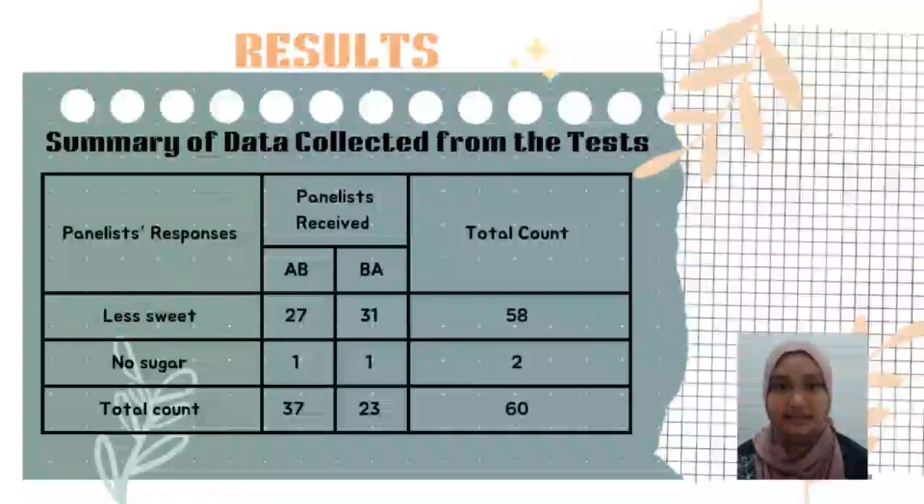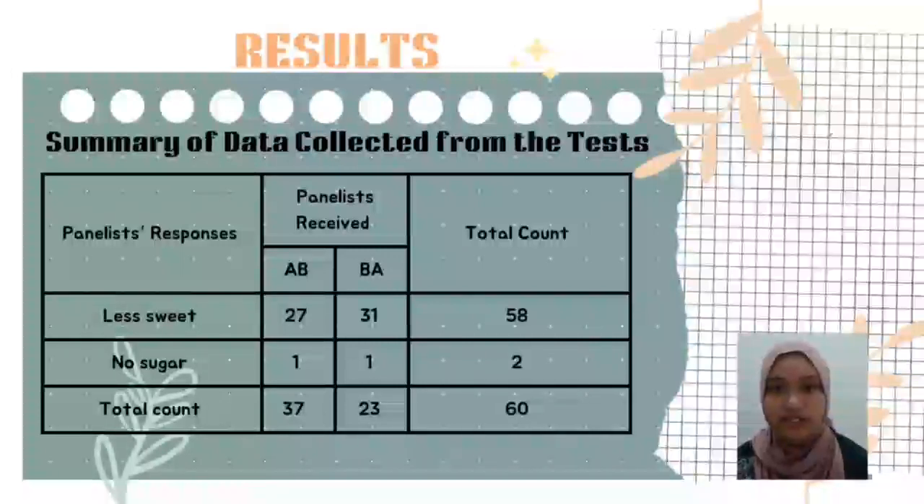Next, these are the results of our test. When the samples were arranged in AB order as shown here, 27 panelists correctly identified the sweeter soy milk. However, one panelist was unable to identify the sweeter soy milk. Following that, 31 panelists could distinguish between the less sweet and no sugar samples when presented in BA order, with only one panelist answering incorrectly in the test.